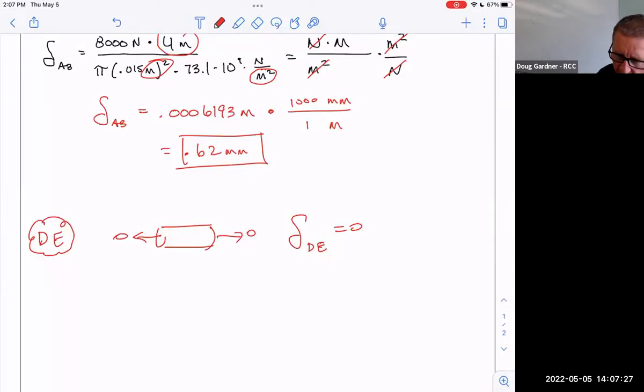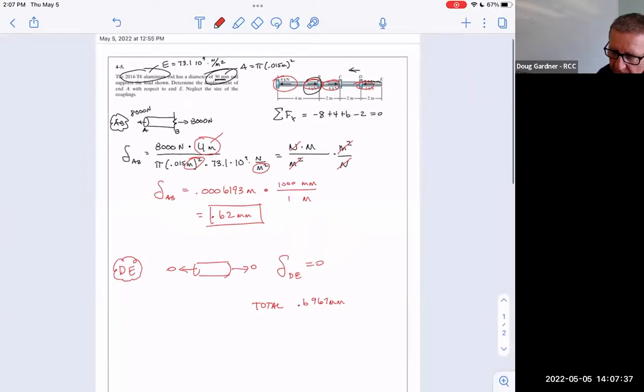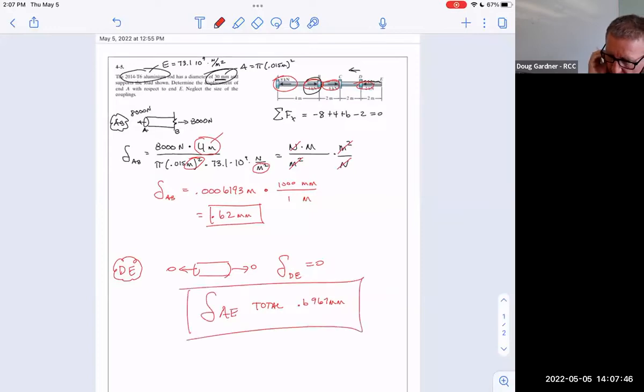You have homework assignments, but I guess you have this in the back of the book, but if you're just curious, it's 0.6967. And that's everything included from A all the way to E. That's a growth, right? Oh, you're in millimeters. Yeah, I think I'm in millimeters. Everything I have on my notes is millimeters.